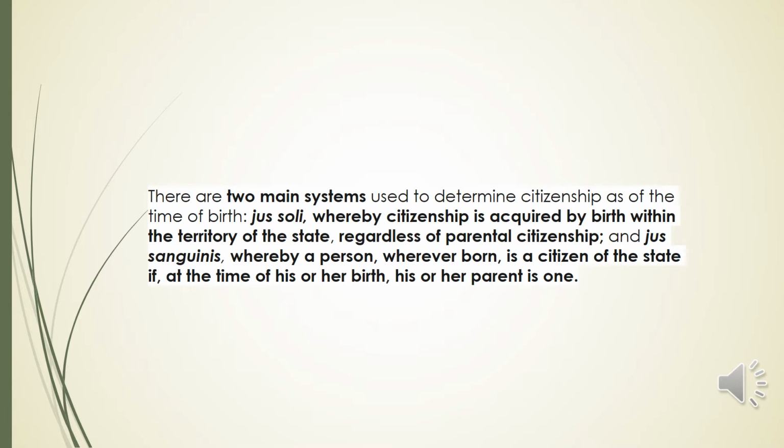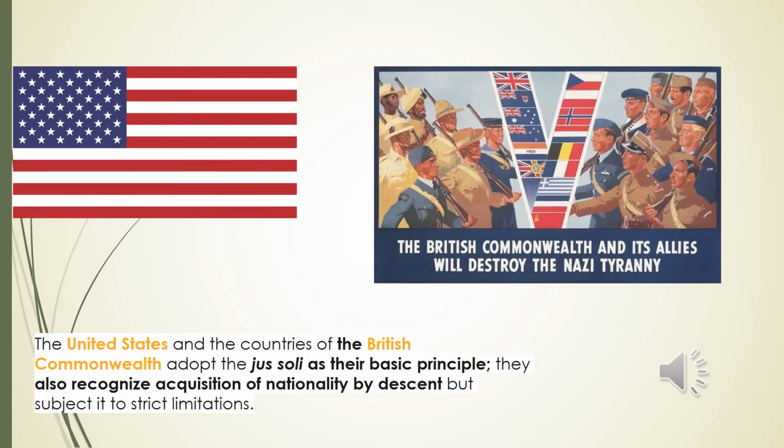There are two main systems used to determine citizenship as of the time of birth: jus soli, whereby citizenship is acquired by birth within the territory of the state, regardless of parental citizenship, and jus sanguinis, whereby a person, wherever born, is a citizen of the state if, at the time of his or her birth, his or her parent is one. The United States and the countries of the British Commonwealth adopt the jus soli as their basic principle. They also recognize acquisition of nationality by descent, but subject it to strict limitations.